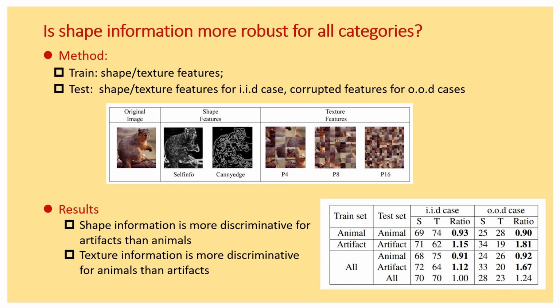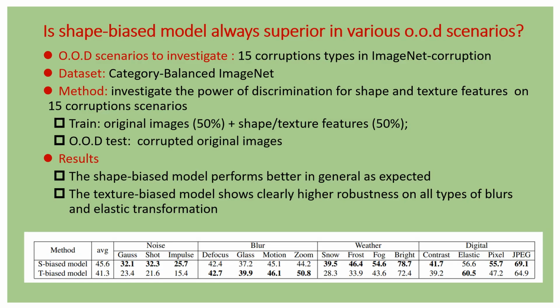As for the result, we see clearly that shape information is more discriminative for artifacts than animals, while texture information is more discriminative for animals than artifacts. We then validate our hypothesis in case 2. To investigate whether the shape-biased model is always superior in various o.o.d scenarios, we choose 15 different corruptions in ImageNet corruption datasets.